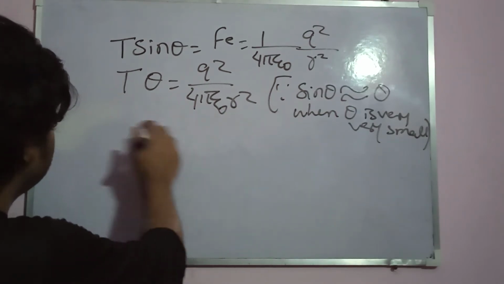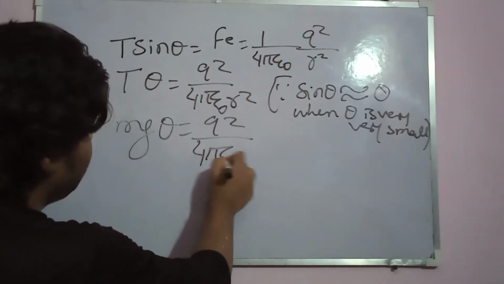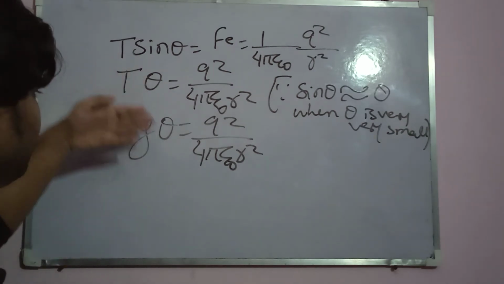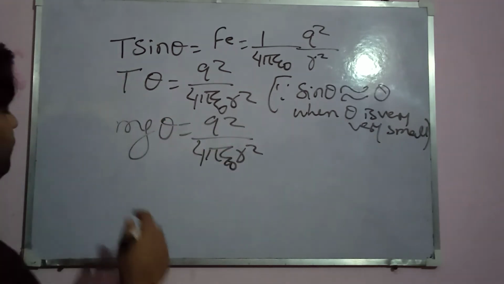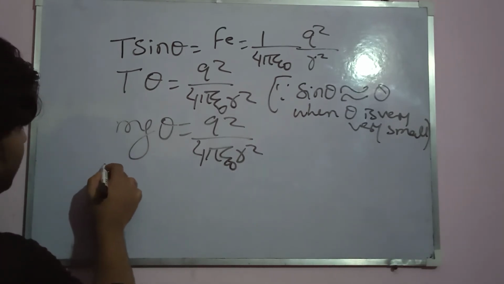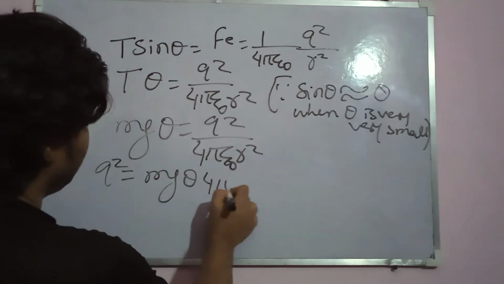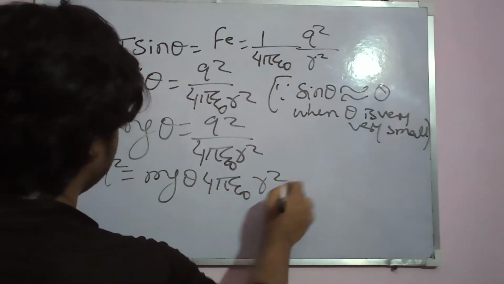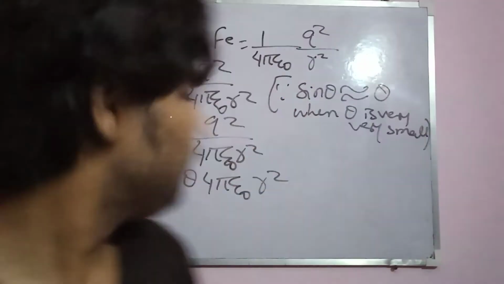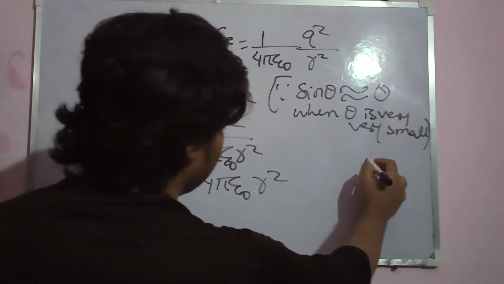T theta is equal to this. So this is mg theta, as we know, q squared by 4 pi epsilon naught. As we have discussed, T equals mg, similarly I put that value and I'm getting this. Now come here. That is, q squared is equal to mg theta 4 pi epsilon naught r squared. So my job is to convert. One more thing here: as the angle will be very small, as we have done in our previous section.